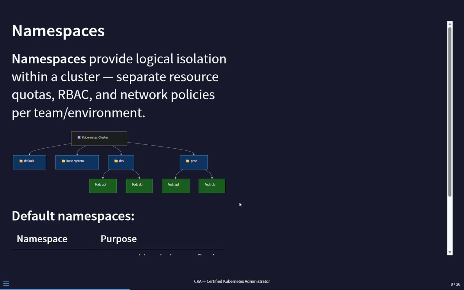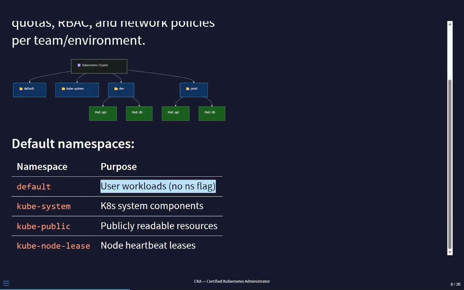Click. Kubernetes ships with 4 built-in namespaces. Default is where your resources land if you don't specify one. kube-system holds all the control plane components. kube-public is readable by all users.